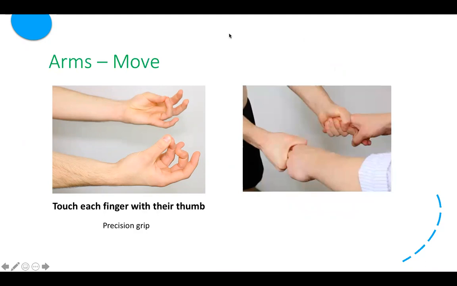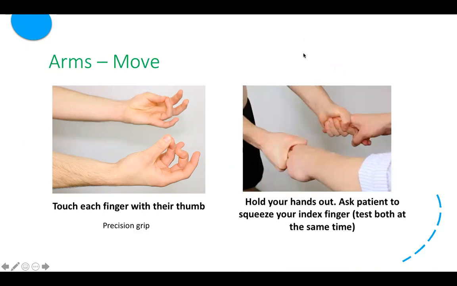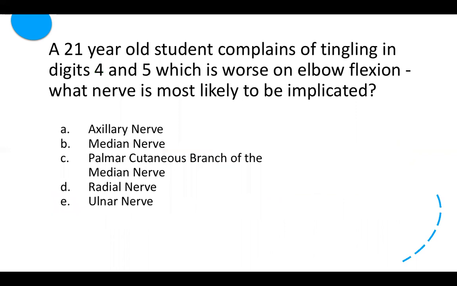And lastly, you want them to hold their hands out. Ask them to squeeze your index finger. Test them both at the same time so you can compare and see if there's any weakness in one or the other hand or arm. And here you're assessing the strength of your power grip, looking for any weakness. Is it equal on both sides or not?